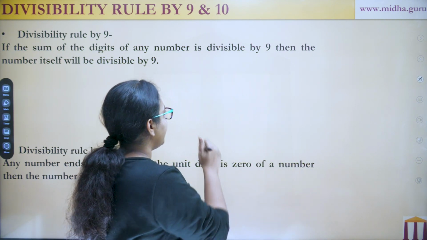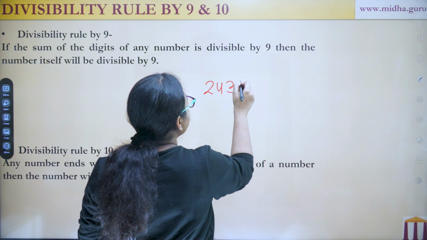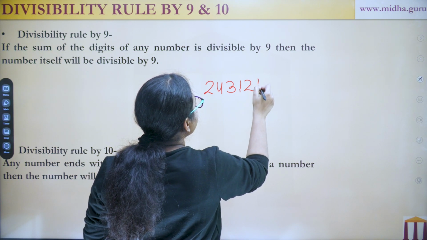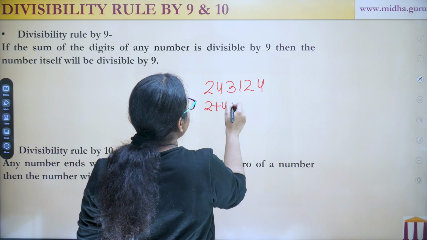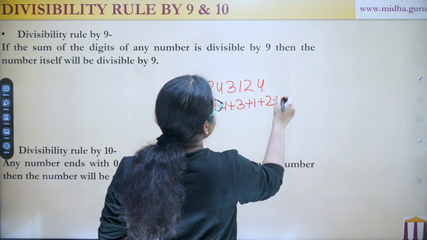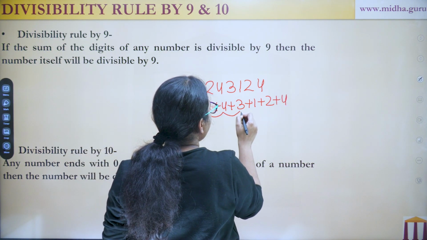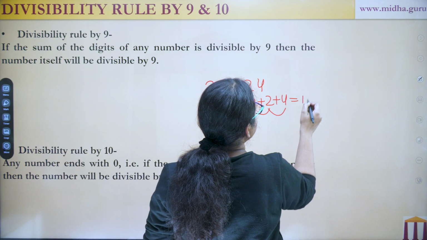Let's check with an example. 2, 4, 3, 1, 2, 4. Now 2 plus 4 plus 3 plus 1 plus 2 plus 4. That means 4 to 6, 6 plus 3 is 9, 9 plus 1 is 10, 10 plus 2 is 12, 12 plus 4 is 16.